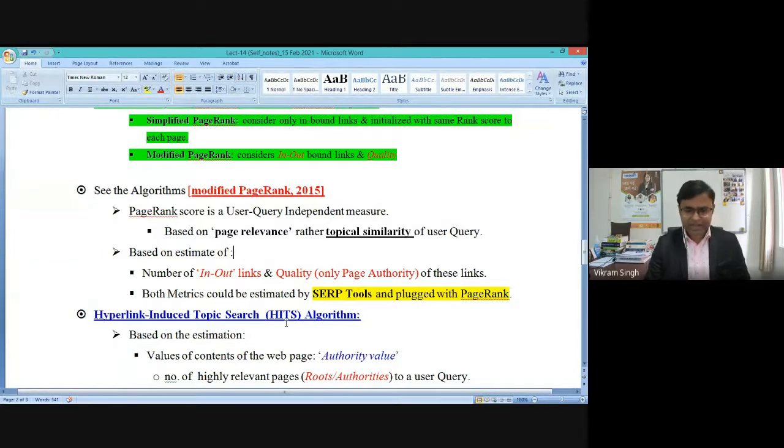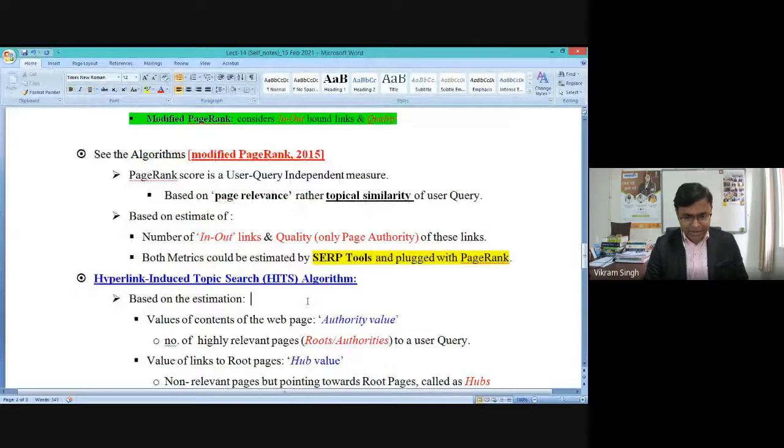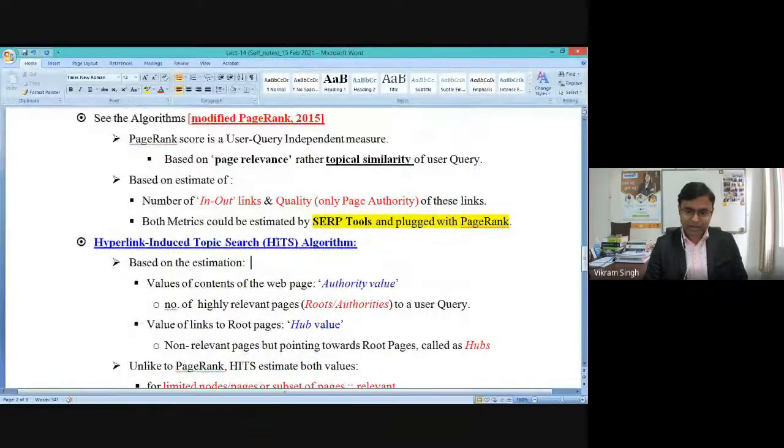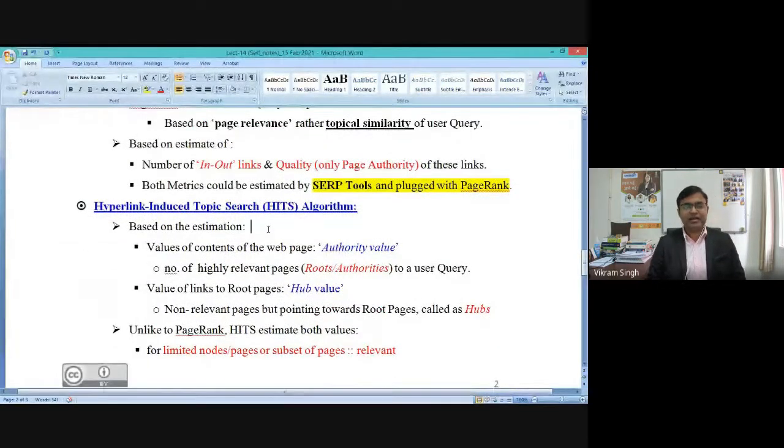We have taken this HITS algorithm only because this is the second type of PageRank-style algorithm to rank a particular web page, right? But the difference here is that it considers the user query, unlike PageRank, which does not consider anything appearing in the user query. That's why it is named Hyperlink-Induced Topic Search.